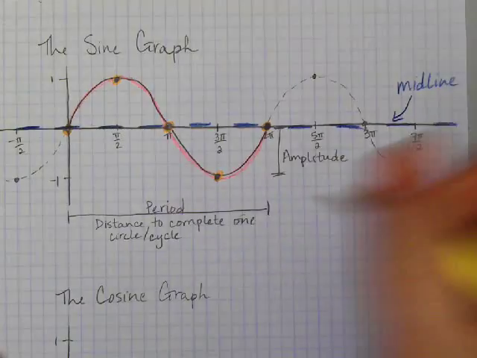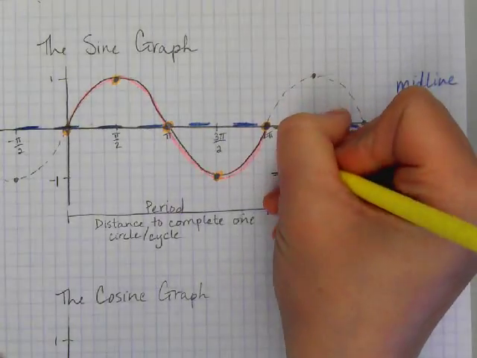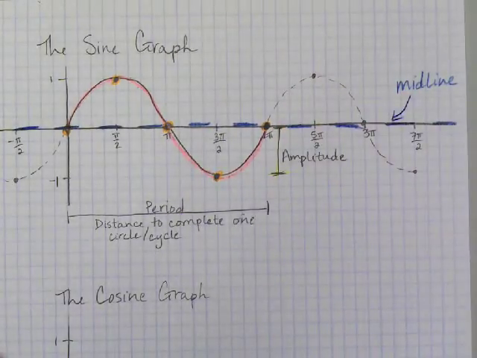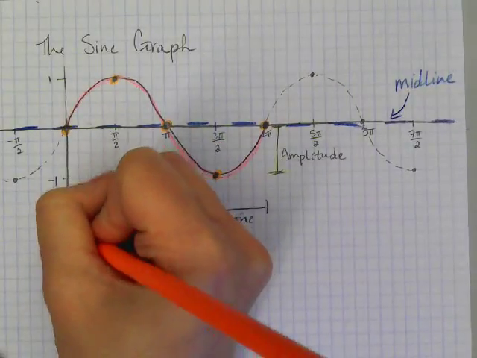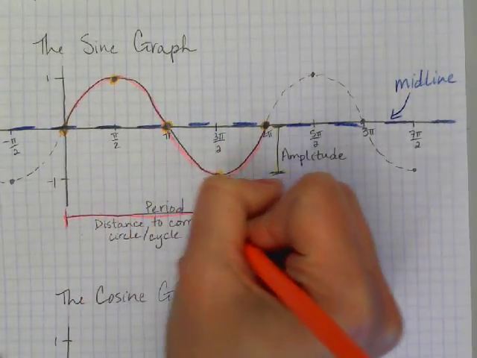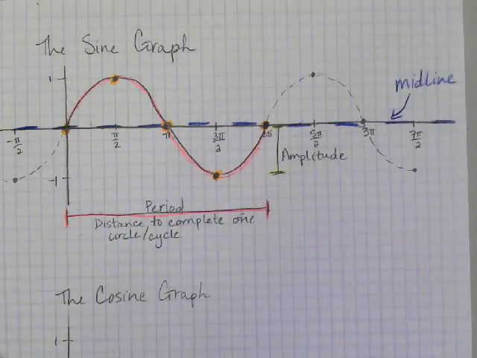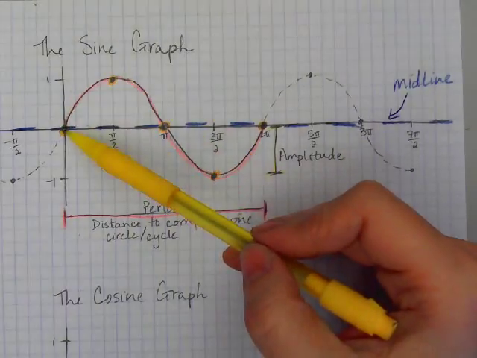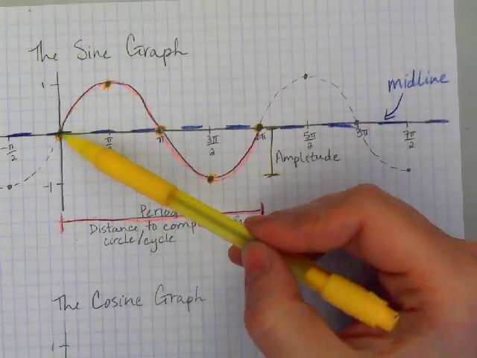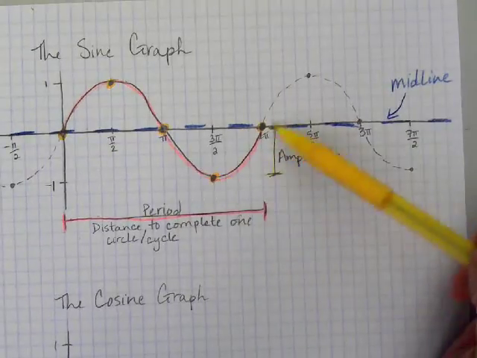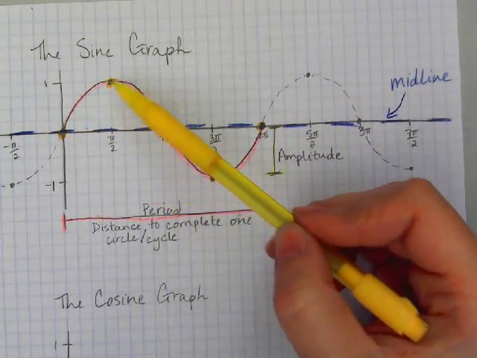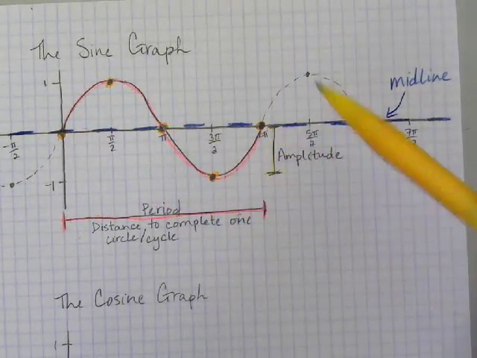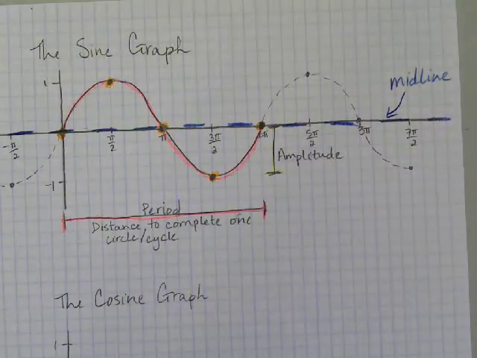The difference on the cosine graph is what? What's the main difference? Starting point. You start at 0, 1. So your first point is up here. Your next point is at pi over 2, 0. You go down to -1 for pi, back up at 3 pi over 2, and back up to 1 for your full circle.